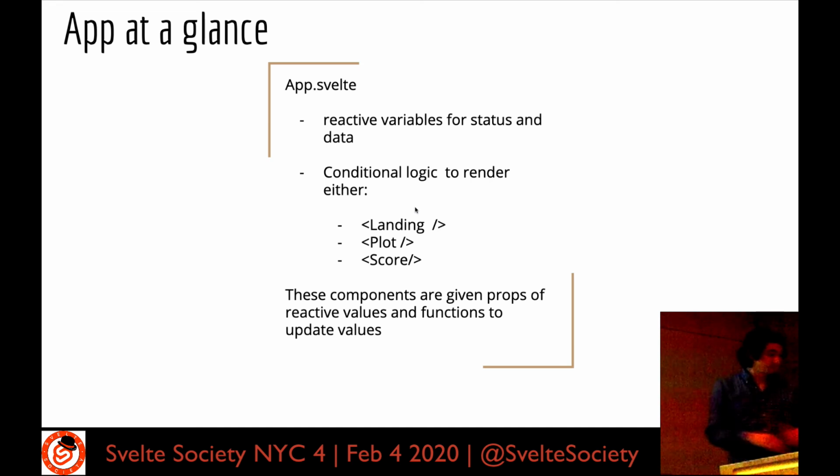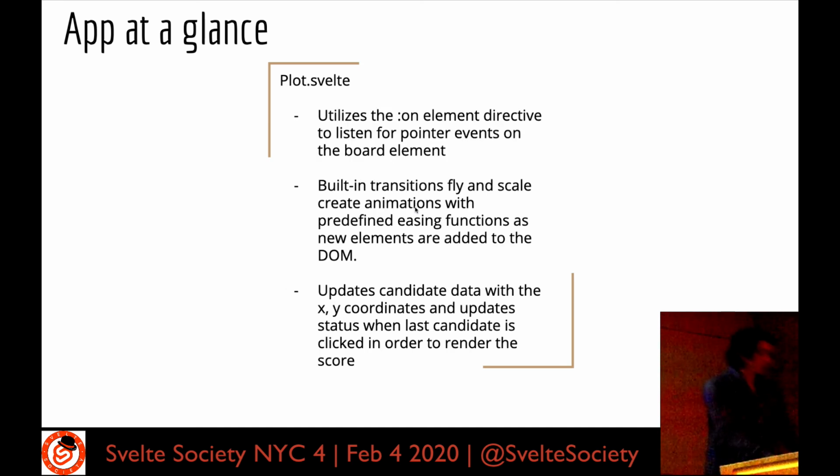So the plot utilizes the on element directive to listen to pointer events on the board element. And then the built-in transitions, fly and scale, create animations with predefined easing functions. And it updates candidate data with the XY coordinates and updates status when the last candidate is clicked on in order to render the score.